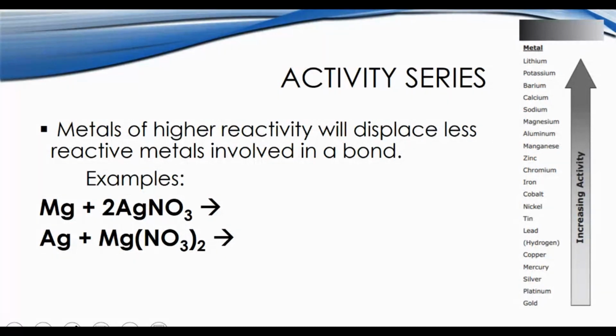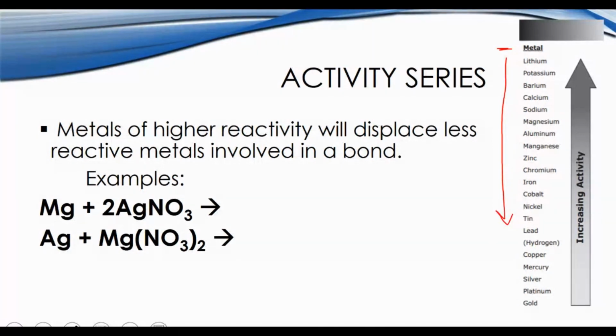Now, the important big idea for activity series that we need to keep in mind is the following. Metals of higher reactivity will displace less reactive metals involved in a bond, meaning a metal of higher, right, because this is increasing, so a metal on the top will displace a metal lower than itself. Okay, so if the metal is not higher, then there will be no reaction. So let's look at these two examples that we have on screen.